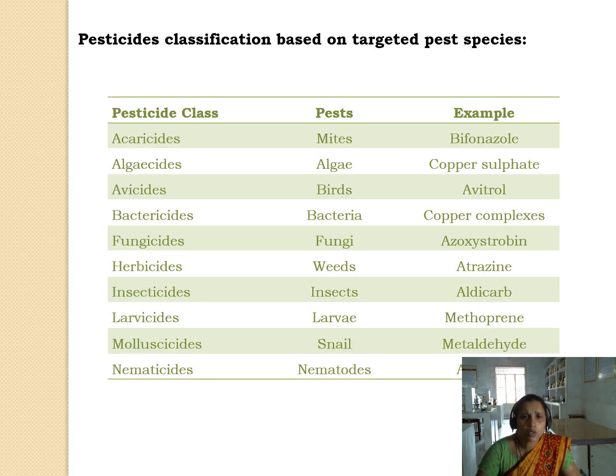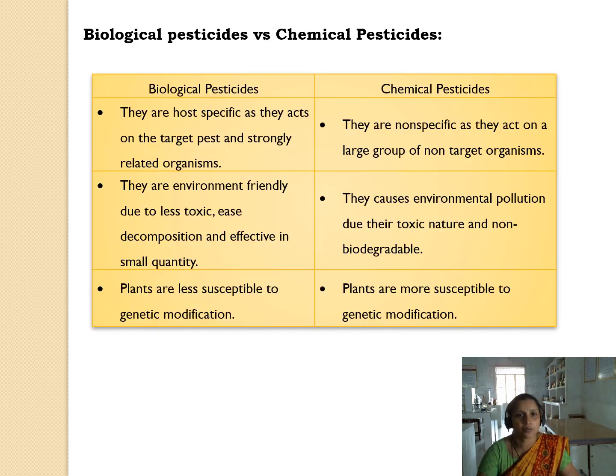The pesticides are even classified based upon the targeted pest species. If the pests are mites, we classify it as acaricides. If it is algae, algaecides; birds, avicides; bacteria, bactericides; fungi, fungicides; weeds, herbicides; insects, insecticides; larvae, larvicides; snails, molluscicides; nematodes, nematicides. So these are a few chemical examples we are going to use against the targeted pest species.